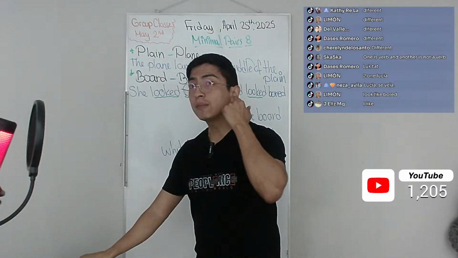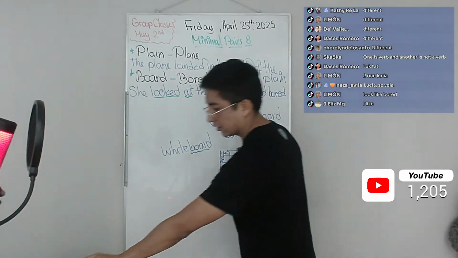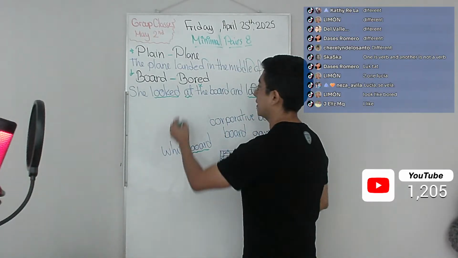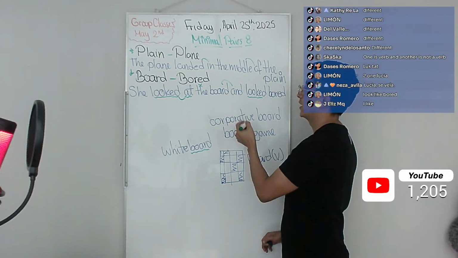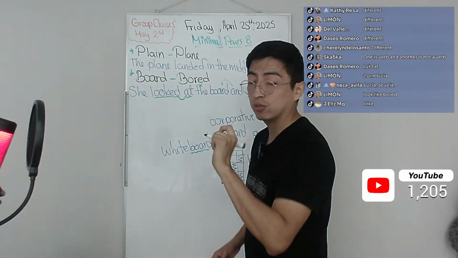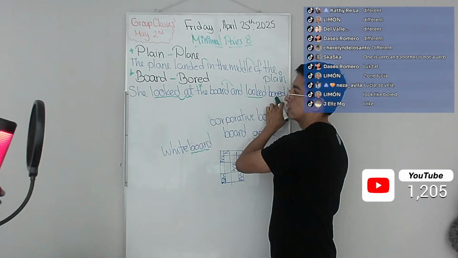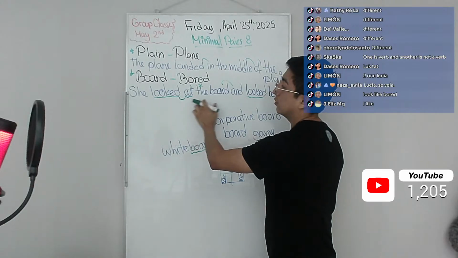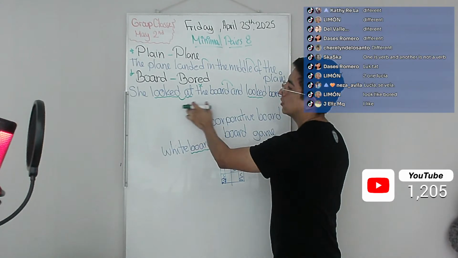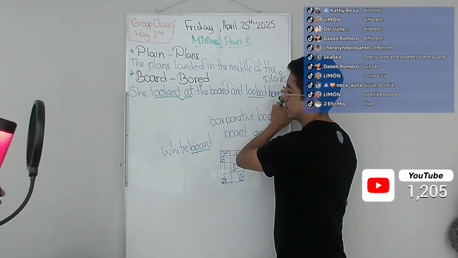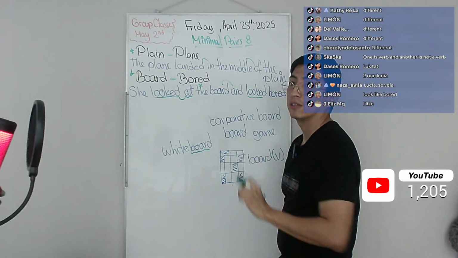Well, listen please and repeat aloud if you can. She looked at. Look at this. She looked at, and then put here bored at, bored at. So try to connect those words. She looked at the board and looked bored. He looked at the board and looked bored. Okay, that's the way that you have to pronounce this.